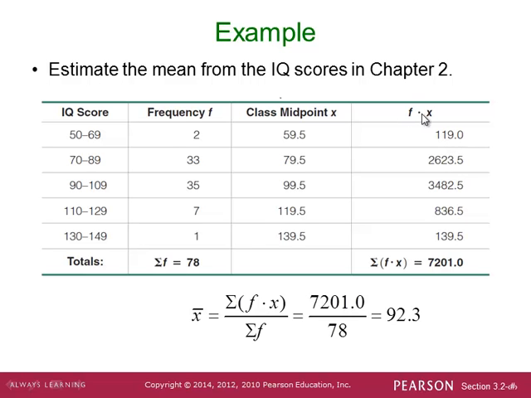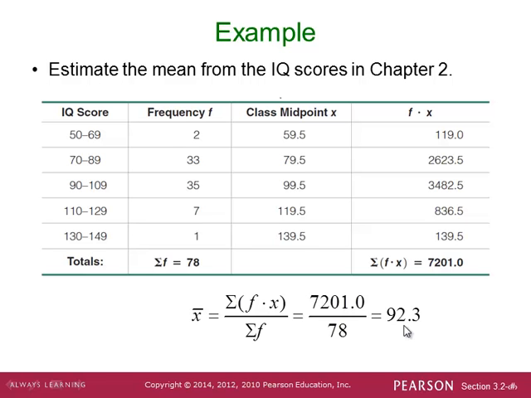So when you see f times x, that means the frequency times the value for each of the classes. And then you add up all of those f times x's, and that's what this symbology means here. And then notice that the total of the frequencies is 78, because there were 78 data values to start off with. So you're going to take the sum of those f times x's divided by the total number of data values, 78 in this case, and you get 92.3.